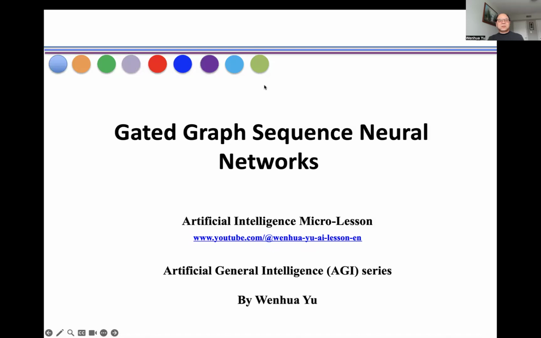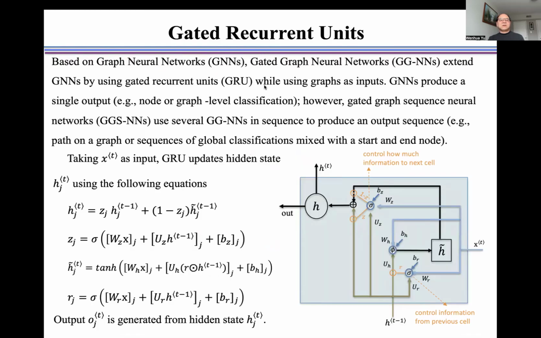In this video, I introduce gated graph sequence neural networks. Based on graph neural networks, gated graph neural networks extend graph neural networks by using gated recurrent units while using graphs as an input. Graph neural networks produce a single output. However, gated graph sequence neural networks use several gated graph neural networks in sequence to produce an output sequence.